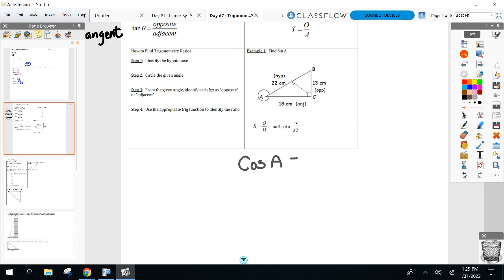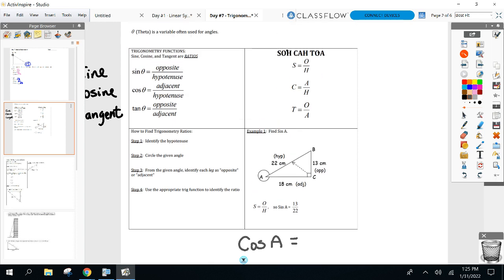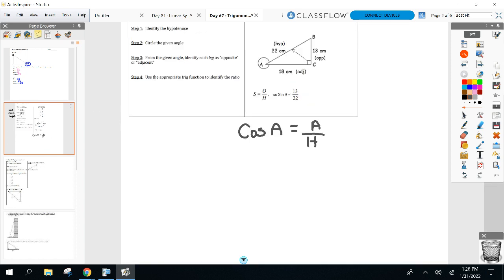The first thing you ask yourself is, what's the cosine ratio equal to? You can look back at SOHCAHTOA. C for cosine, it's equal to the adjacent side over the hypotenuse.